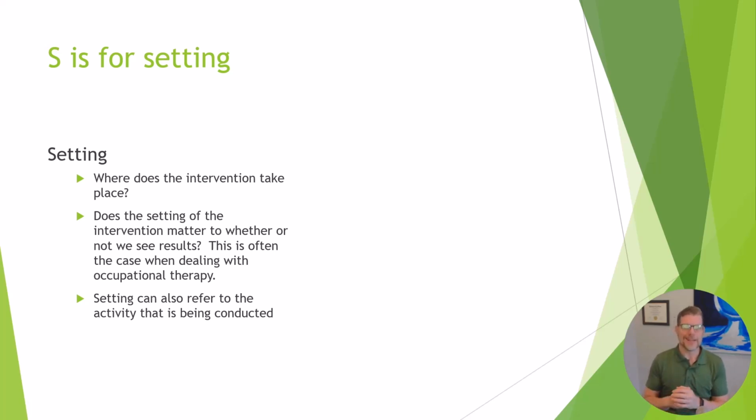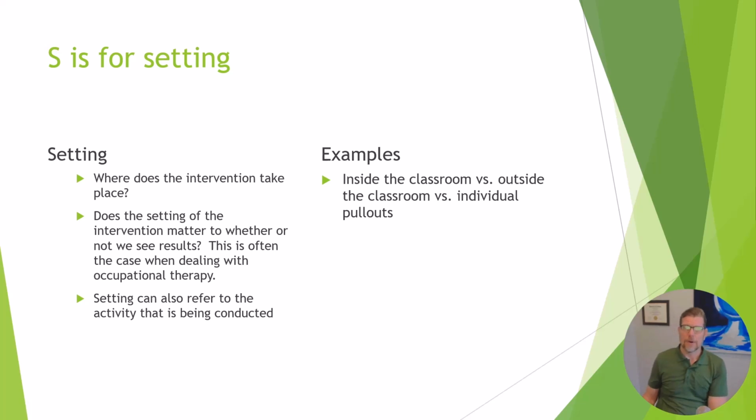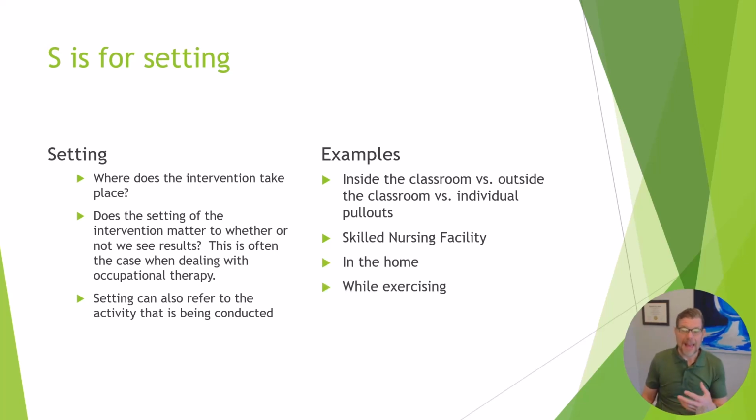And oftentimes you're going to see drug interventions, they want it to work no matter what the setting is. But that doesn't make a lot of sense when you're doing something like occupational studies or occupational therapy, where the setting really does matter, where you might see great effects inside of a skilled nursing facility, but if you take the individual out of the skilled nursing facility, we see no effect at all. And then setting can also refer to the activity that is being conducted. That is, what it is that we're going to be doing can also be part of the question that we're looking to answer. So some examples of that would be inside the classroom versus outside the classroom versus an individual pull-out. We talked about that. A skilled nursing facility, in the home, while exercising, for example.